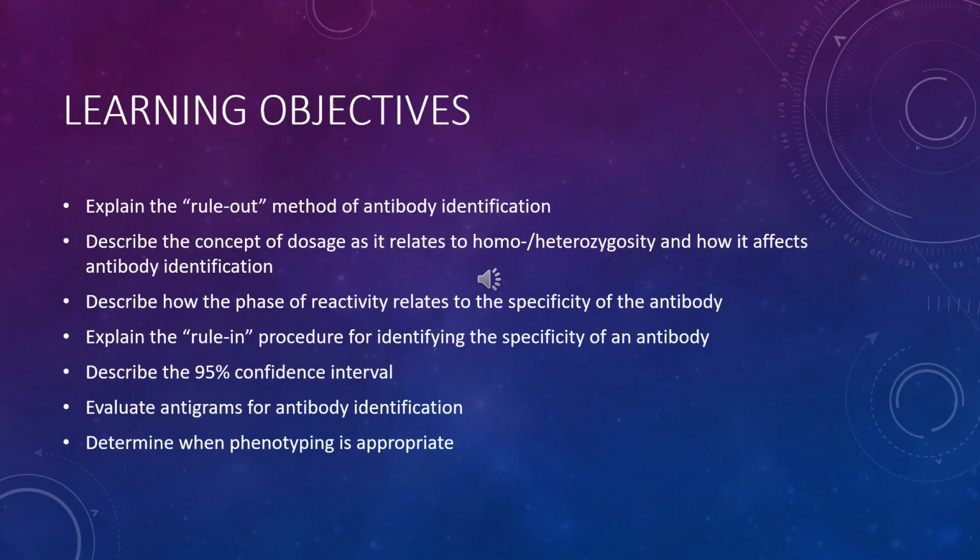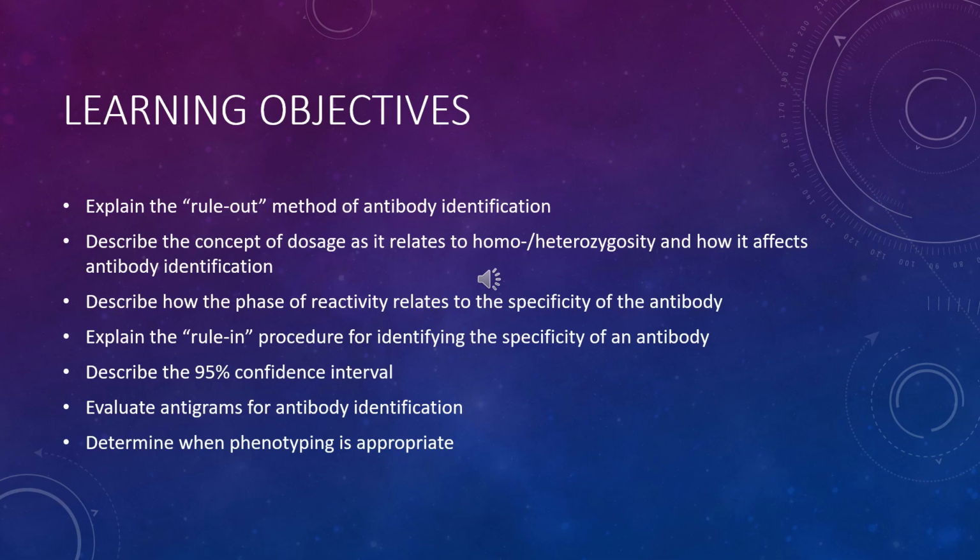After this lecture, you should be able to explain the rule-out method of antibody identification. This is the most common technique for narrowing down the specificity of a potential antibody. You'll also be able to describe the concept of dosage as it relates to homozygosity and, more importantly, the role that this concept plays in antibody identification.